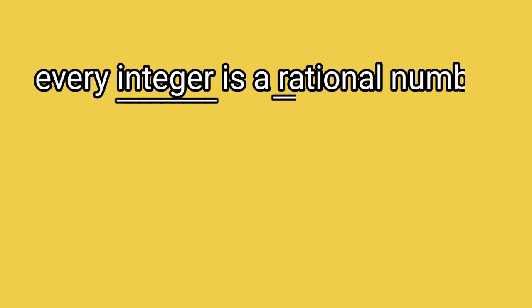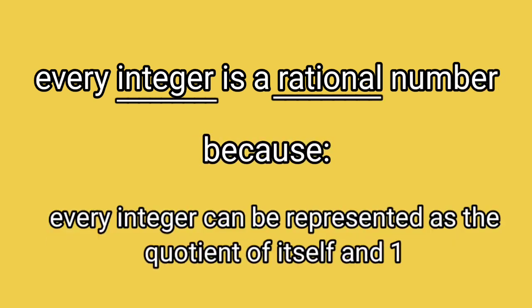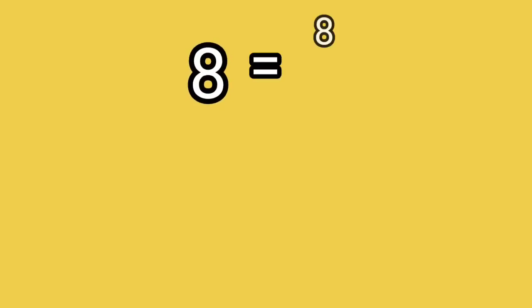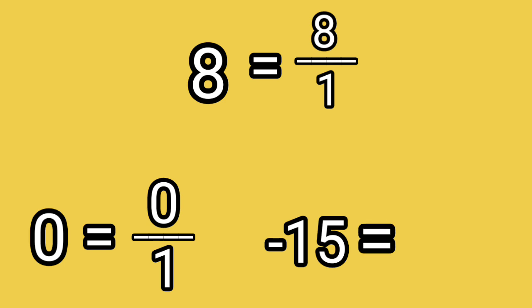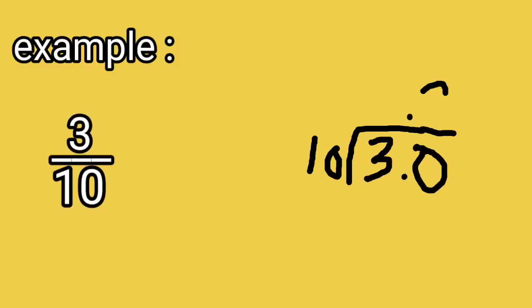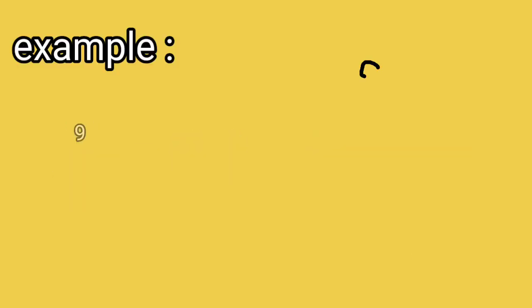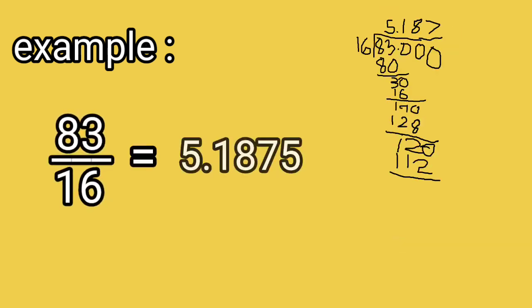Every integer is a rational number because every integer can be represented as the quotient of itself and 1. That is, 8 can be represented by 8 over 1, 0 by 0 over 1, and -15 by -15 over 1. Hence J is a subset of Q. Any rational number can be written as a decimal. You are familiar with the process of using long division to do this. For example, 3 over 10 can be written as 0.3, 9 over 4 can be written as 2.25, and another fraction can be written as 5.1875.